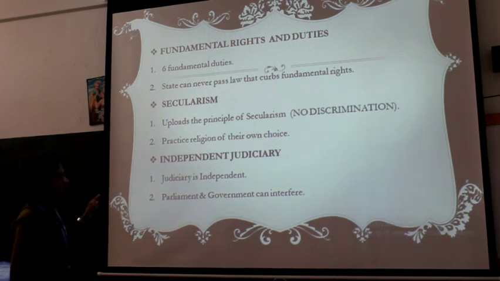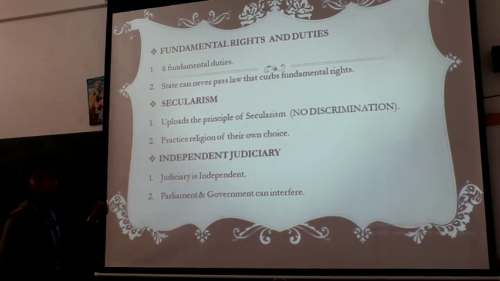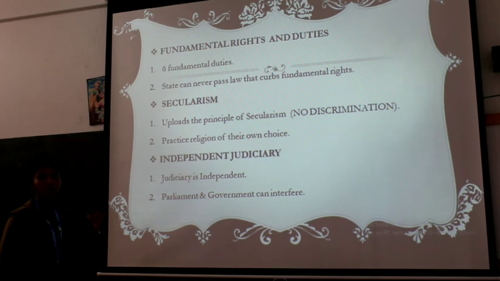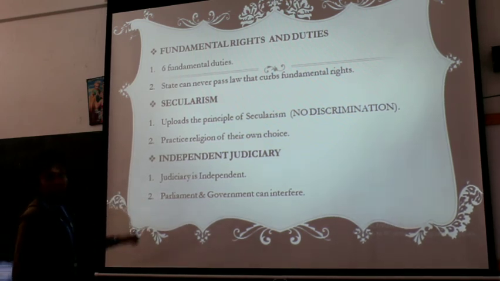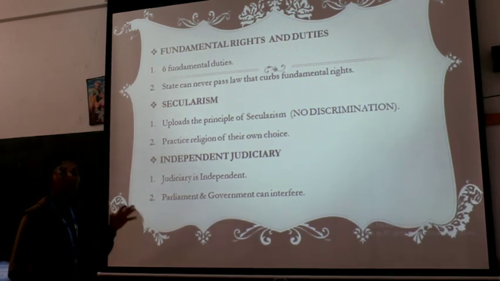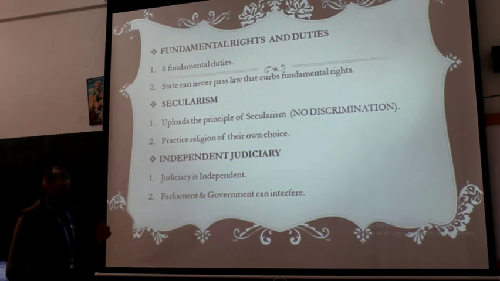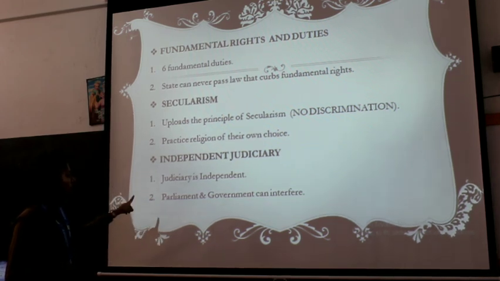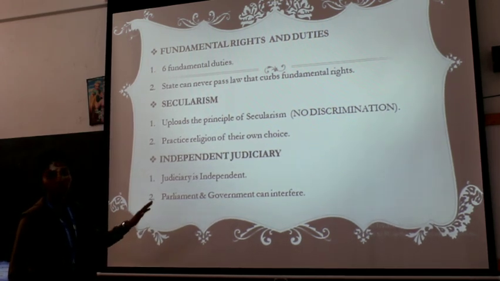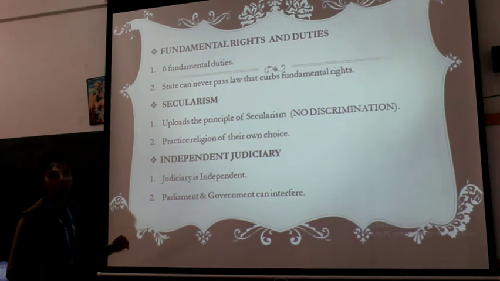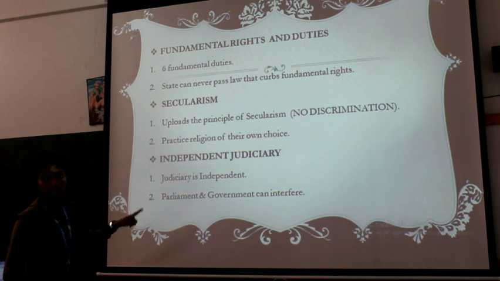Next is independent judiciary. Judiciary is nothing but the court. Okay, the one who makes judgment. So judiciary is independent. Okay, the judiciary does not get influenced by any political parties or the government or the fundamental rules or regulations. Judiciary is independent. Parliament and government cannot interfere in the law making. Okay, the judgment is completely different. The parliament and the government cannot interfere.